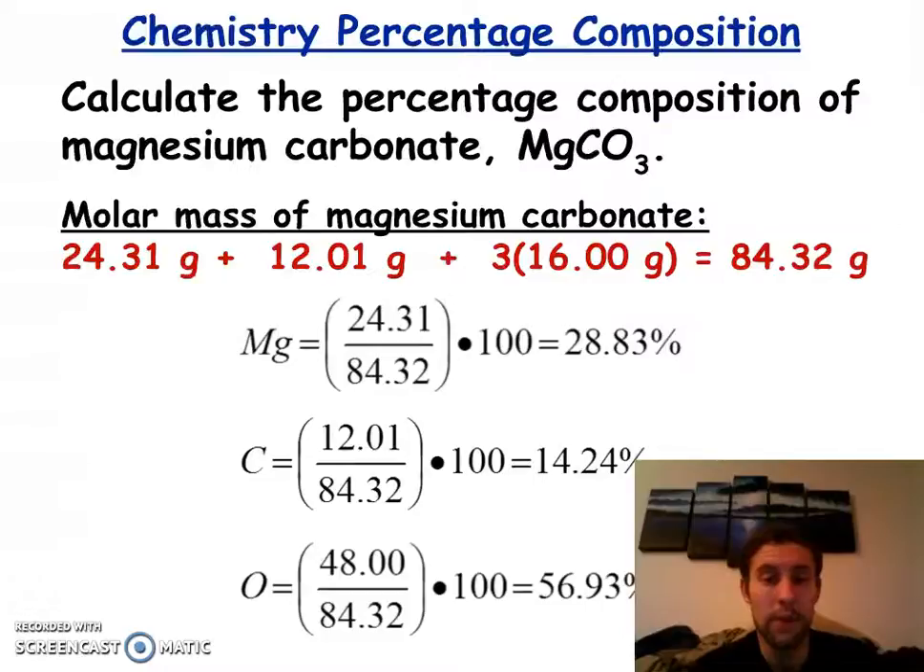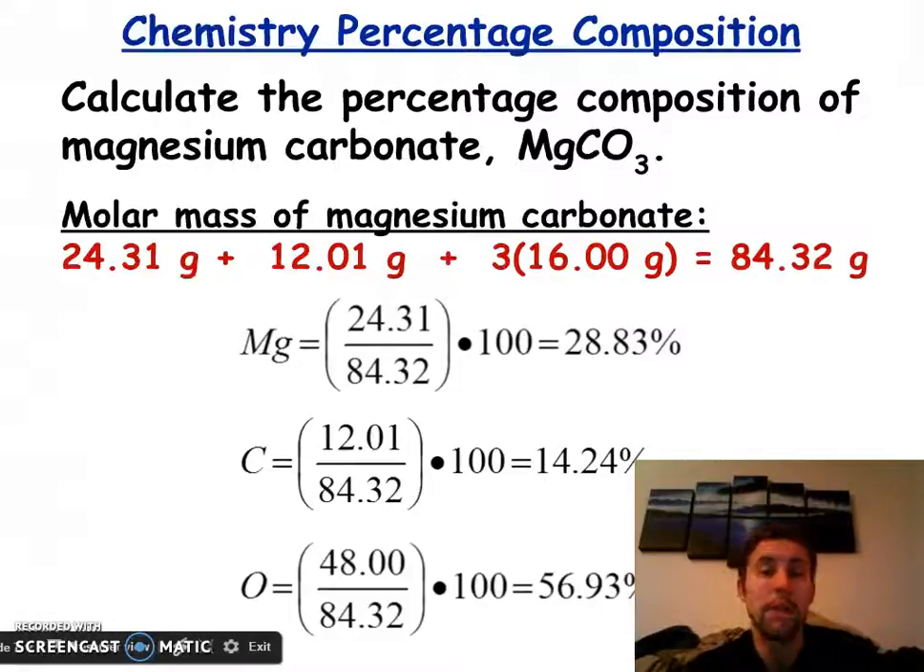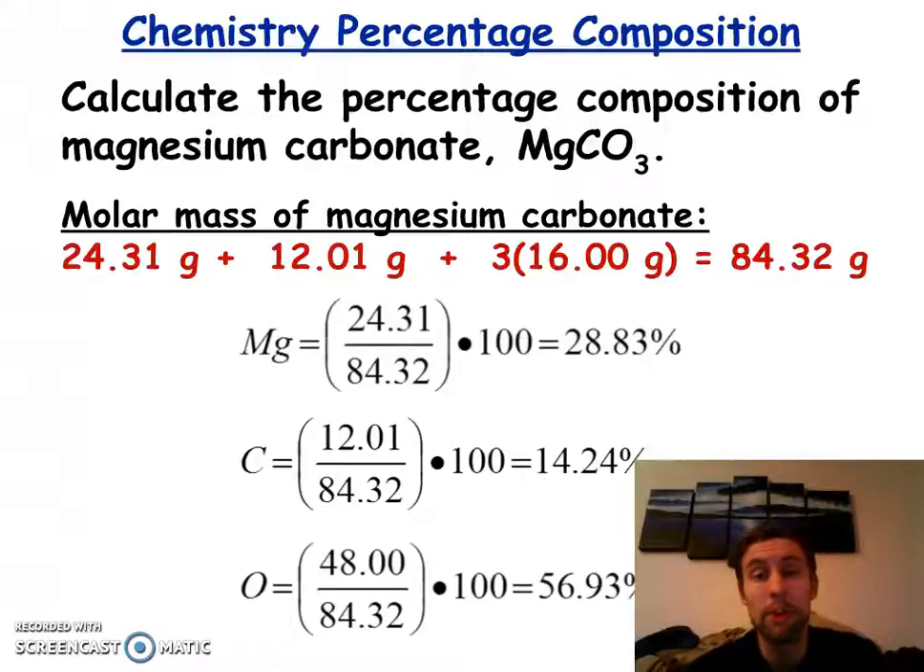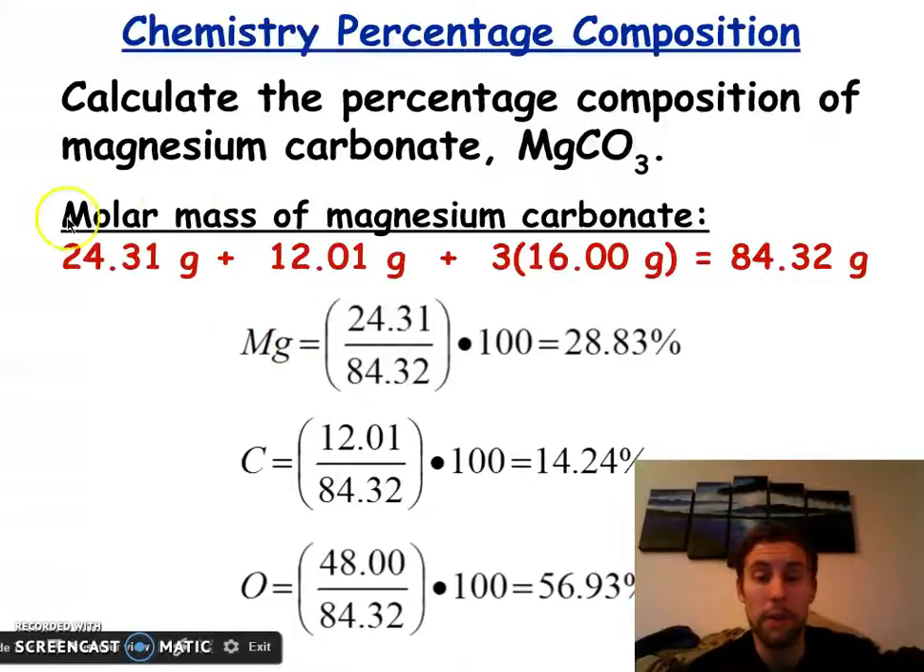So if we look at this one, calculate the percent composition of magnesium carbonate, so MgCO3. Well, we need to find the molar mass. So 24.31 is the molar mass of magnesium from the periodic table.